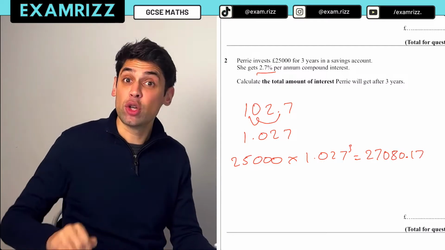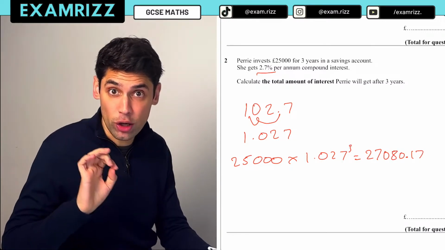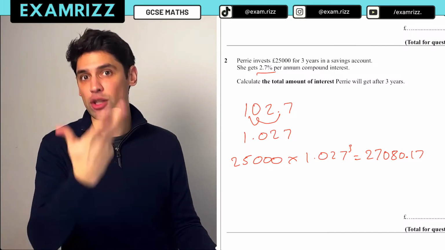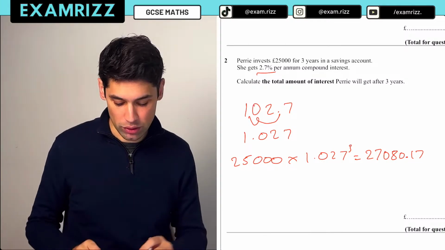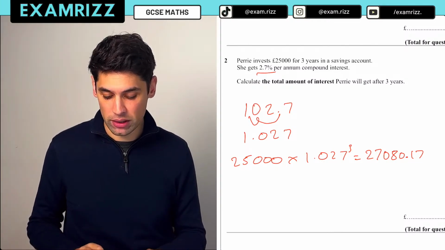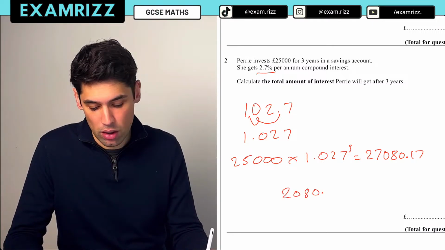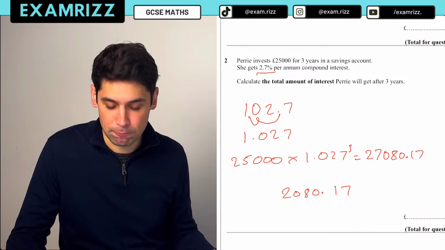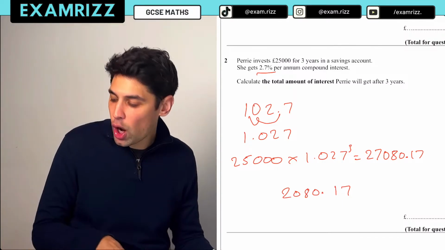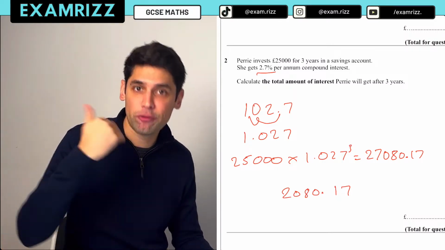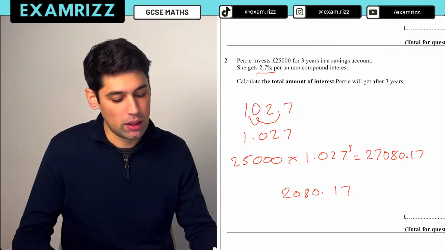27,080.17. The total amount of interest is what the question is asking for, though. So we take away her initial investment, 25,000, to find out just what the interest is, i.e. what the bank has given her, which will be 2,080.17. So we're just going to do a couple of these questions just so we get used to the formula of compound interest.